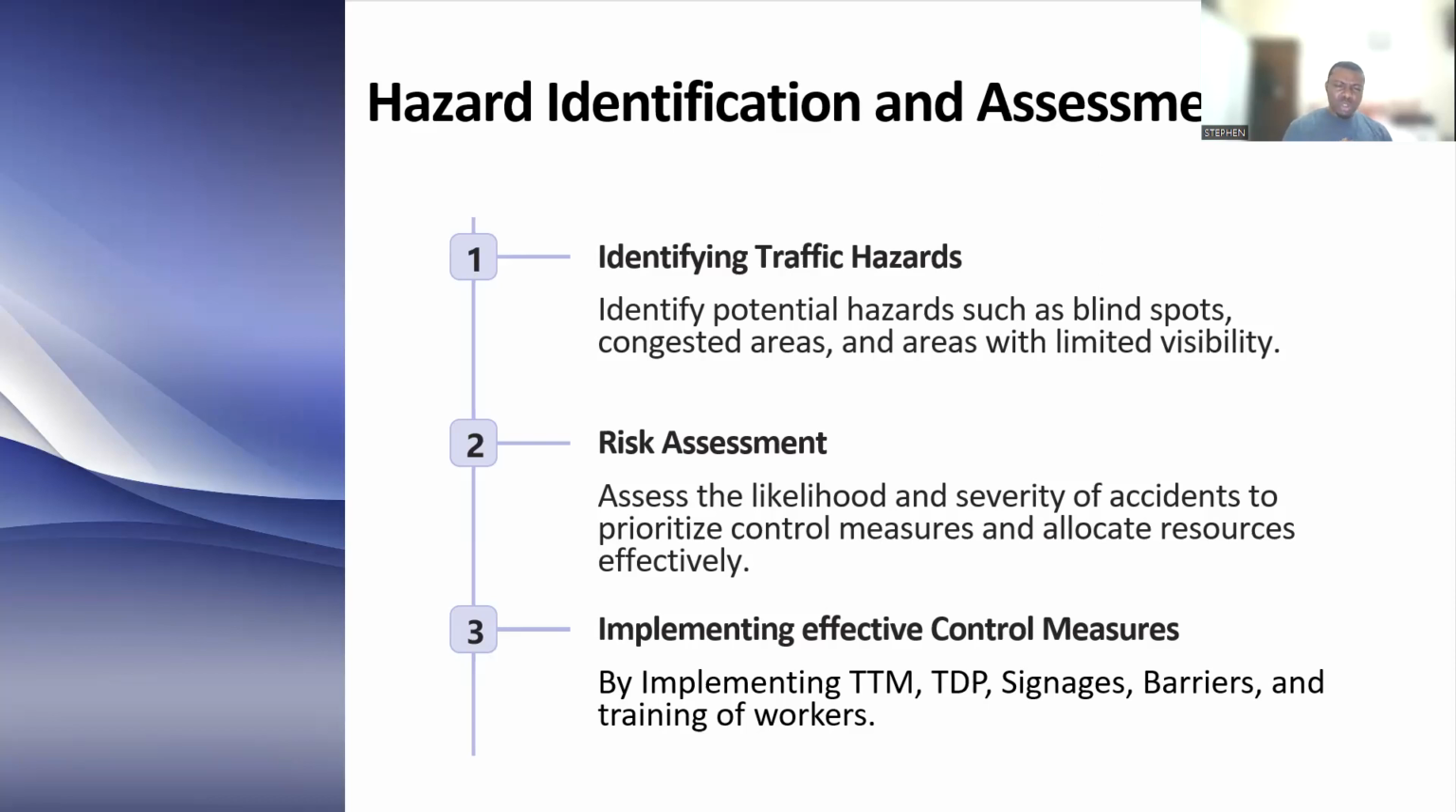So then we proceed by prioritizing a control measure and allocating sufficient resources that can help us manage such risks within the workplace, and also implementing an effective control measure, like I've said, like implementing the temporary traffic management plan, traffic diversion plan, the signage, barrier. Training of workers is very important because you cannot put everything in place without training, because training is very, very vital.